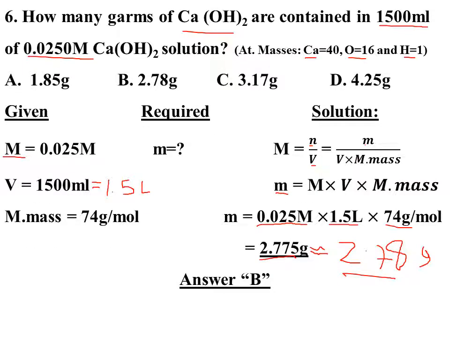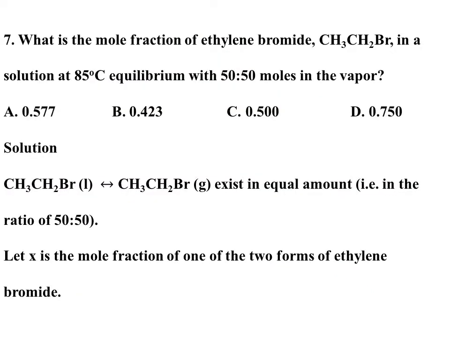Question number 6. Question number 7. What is the mole fraction of ethylene bromide CH3CH2Br in a solution at 85 degrees Celsius in equilibrium with 50-50 moles in the vapor? A 0.577, B 0.423, C 0.500, D 0.750.